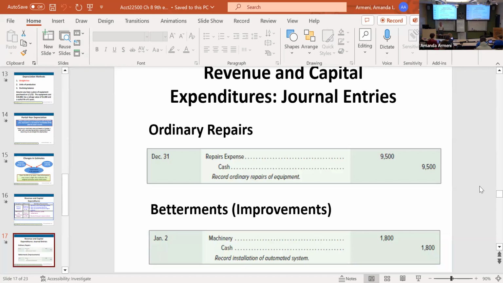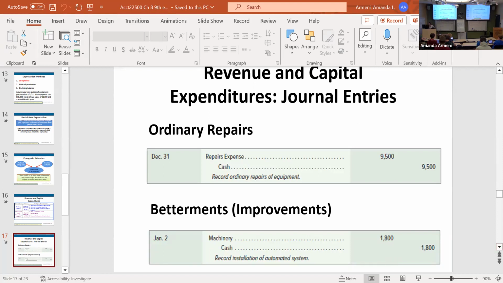I will not on a quiz ask you to make these entries, but I want you to understand the difference between an ordinary repair and something that adds value because the accounting is completely different. Ordinary repairs, just an expense during the period that you repair it. If it's an enhancement, it creates additional value to the asset, then you show that as additional value to the asset. You debit the asset. Any questions about this?